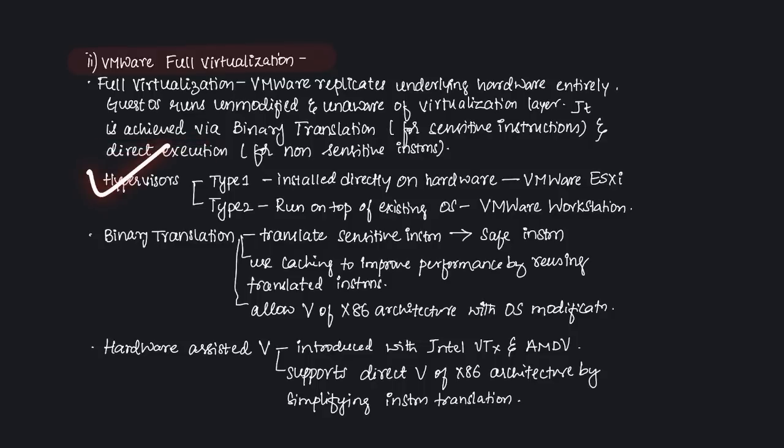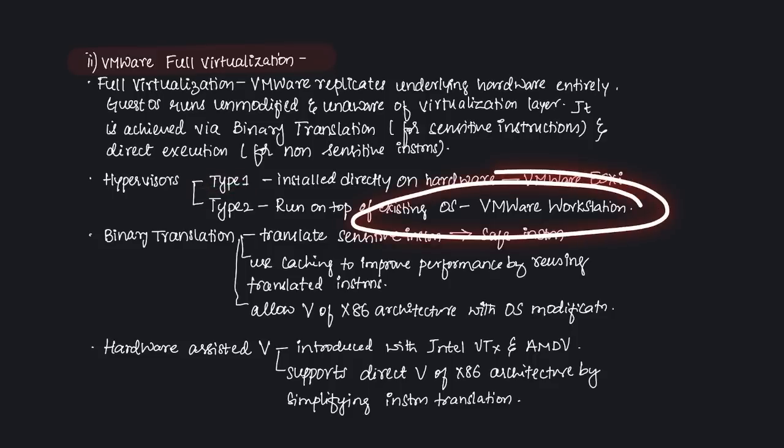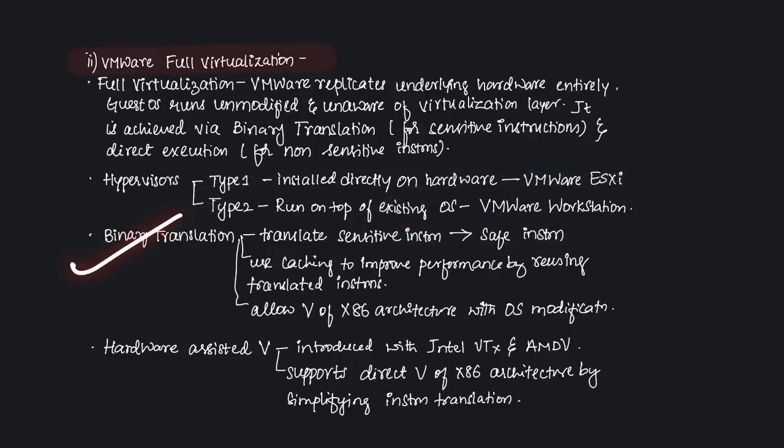Speaking about hypervisors, there are two types here. One which is directly installed on the hardware, that is type 1, and the second one which will run on top of an existing operating system, that is type 2. Then we have binary translation here, which will translate the sensitive instructions into a safe set of instructions. Here we make use of caching to improve performance by reusing the translated instructions. Along with that, it allows virtualization of the x86 architecture without any operating system modification.